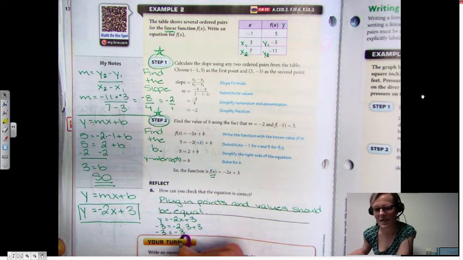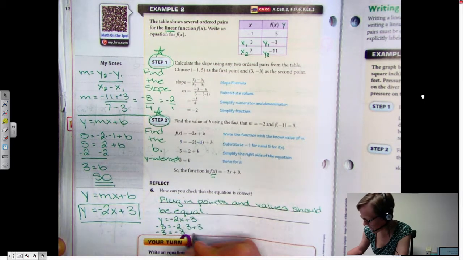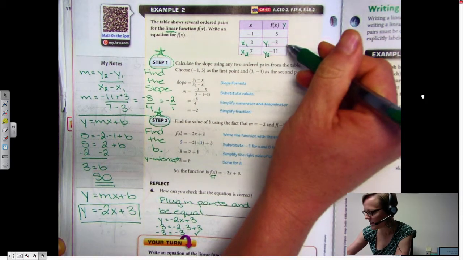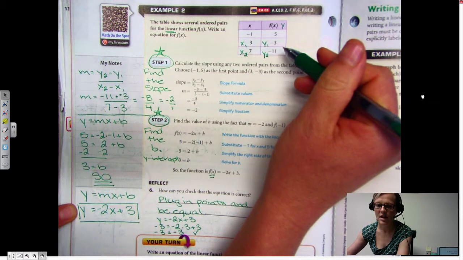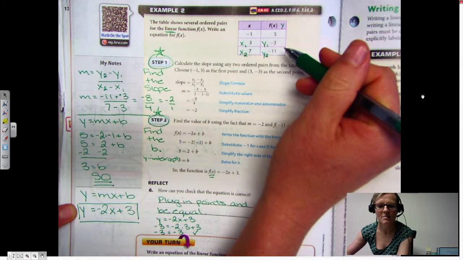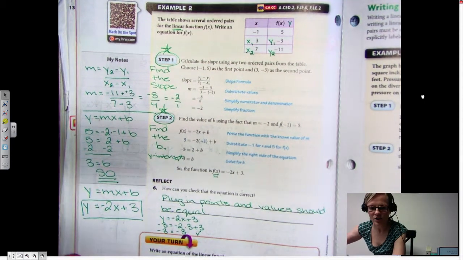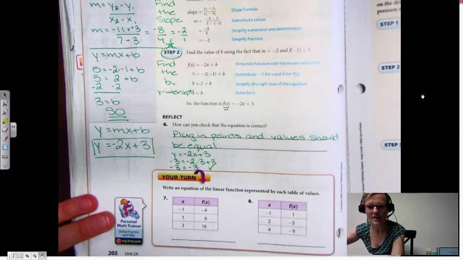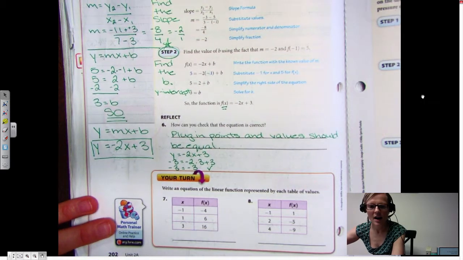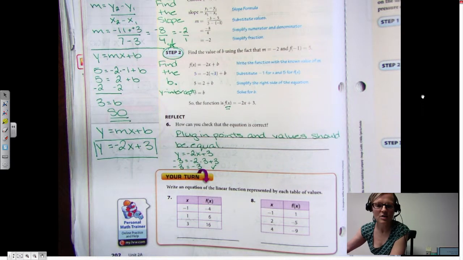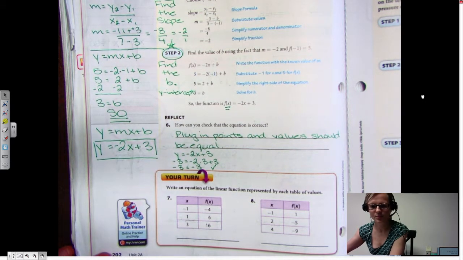Is this a true statement? Do these values equal each other? Does -3 equal -3? Yes, it checks. So that means that this point, 3 comma -3, is a solution to my equation. So if they are solutions, it means that the equation is correct. Now, move on to your turn. Try these 2 on your own, and I will come back and show you the correct answers and then show you how I solved those.